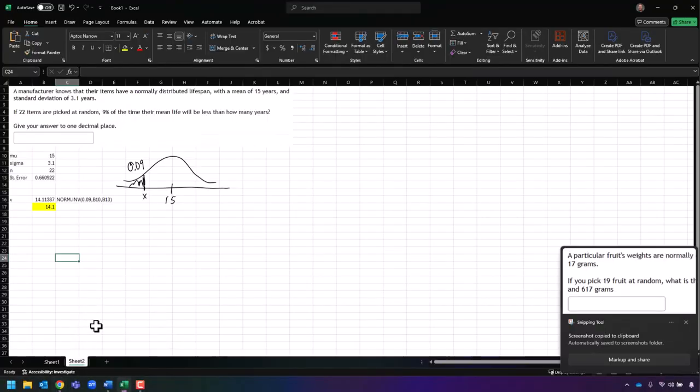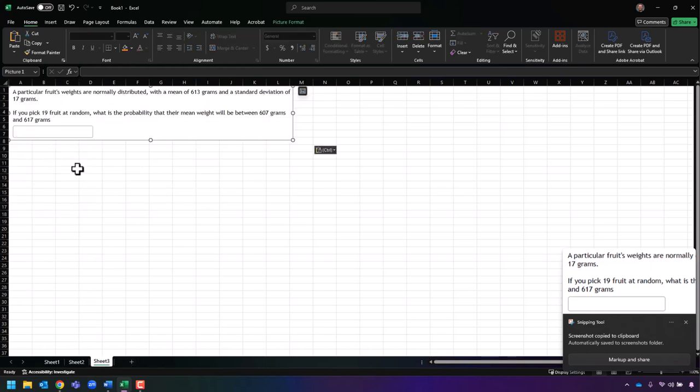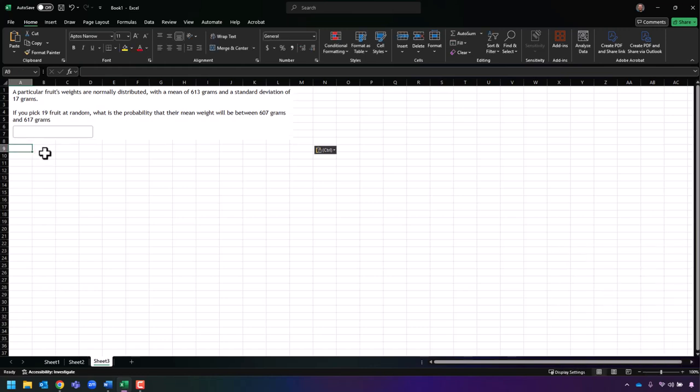And hop over here to get to work. So a particular fruit's weights are normally distributed with a mean of 613 and a standard deviation of 17. If you pick 19 fruits at random, what is the probability that 607 grams is less than x bar less than 617?